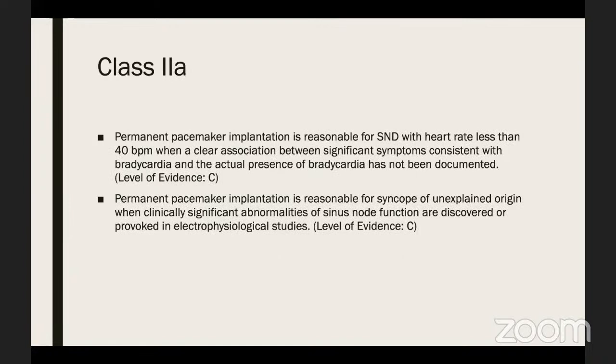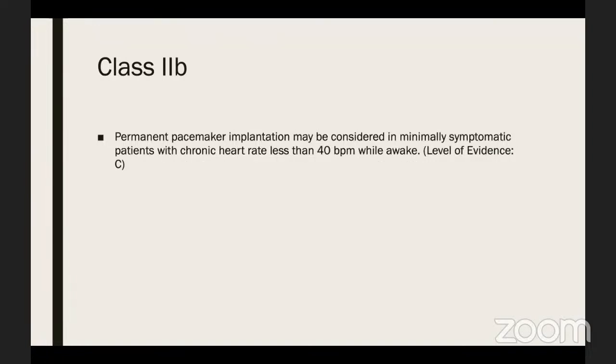In class 2A, permanent pacemaker implantation is reasonable with a heart rate less than 40 when a clear association between significant symptoms consistent with bradycardia and the actual presence of bradycardia has not been documented. And a permanent pacemaker is reasonable for syncope of unexplained origin when clinically significant abnormalities of sinus node dysfunction are discovered or provoked in EP studies. In class 2B, implantation of a permanent pacemaker may be considered in minimally symptomatic patients with a chronic heart rate less than 40 while awake.